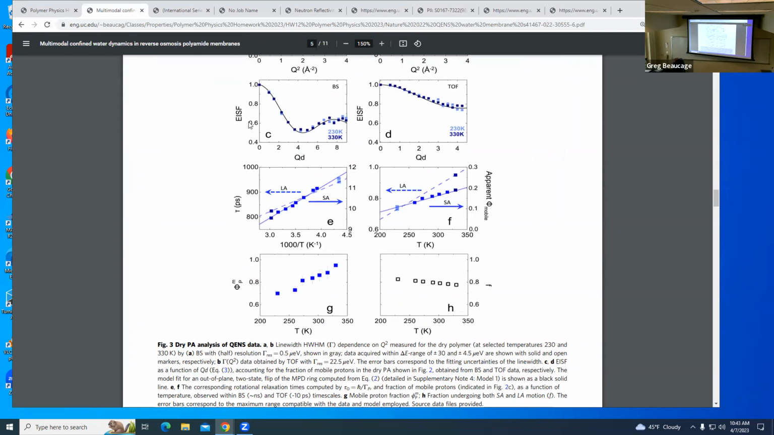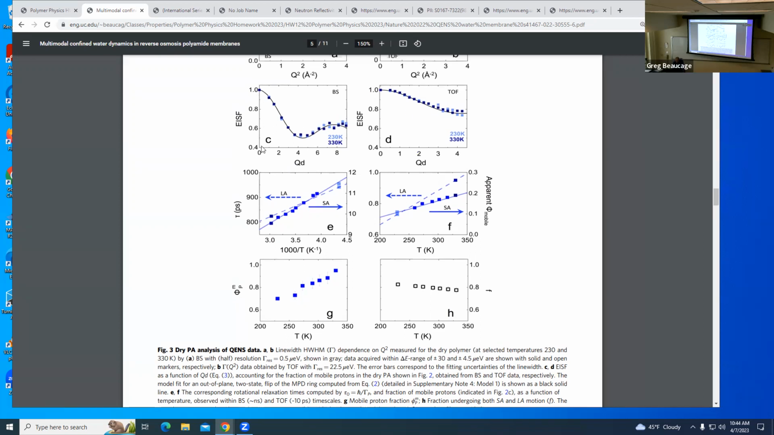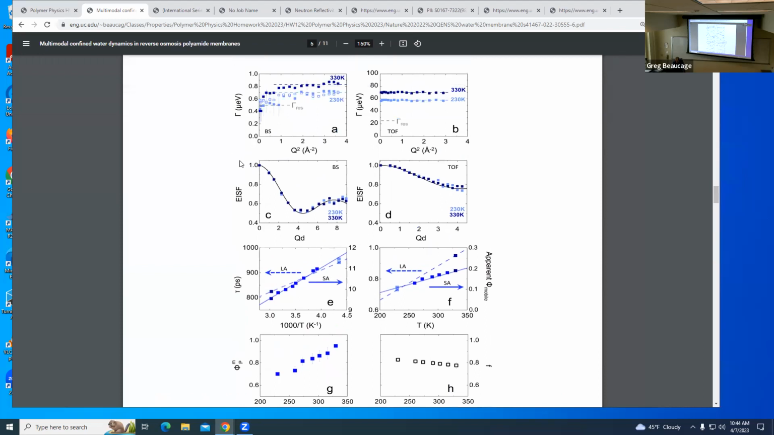Anyway, this is all just studying the EISF, the elastic incoherent structure factor. This is basically the structure factor versus Q, the scattering, right? It's the scattering versus Q, or versus the angle. So this is like a diffraction pattern kind of EISF. So that's the structure factor.